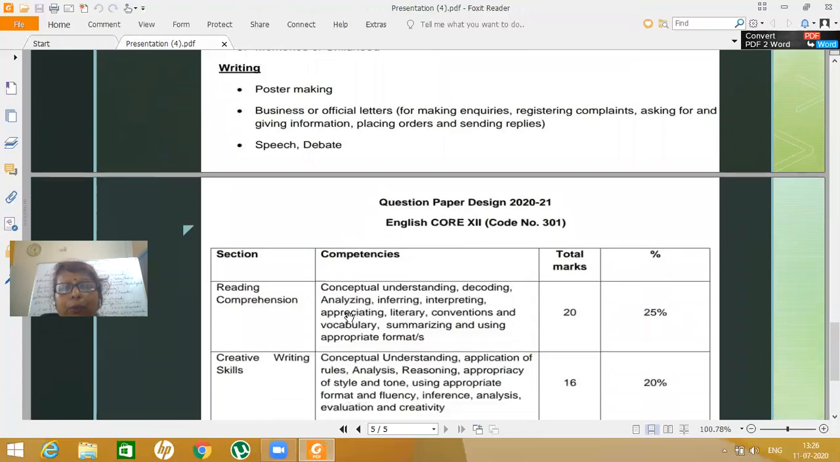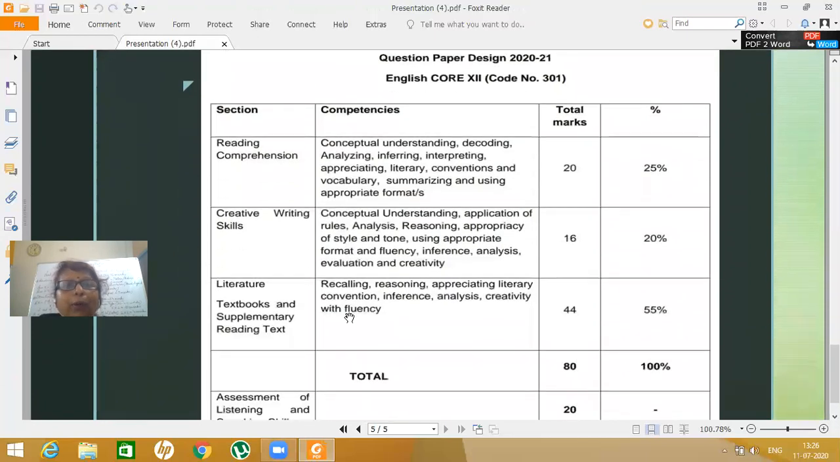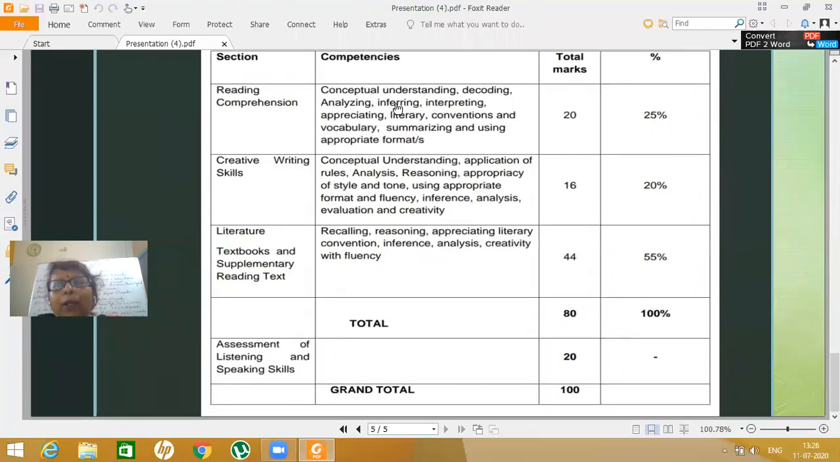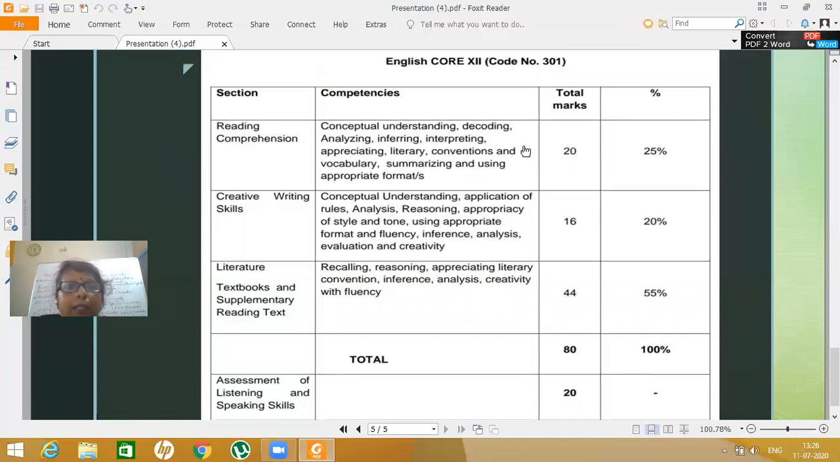Now let us come to the question paper design, which is very important for you. I have already told you, but once again it will be a revision. Reading comprehension will be of 20 marks, that covers 25% of the whole syllabus. Creative writing skills, that is the writing section, carries 16 marks. That again covers 20% of your syllabus. Then you have the literature section, in which you have recalling, reasoning, appreciating literary convention, inference, analysis, creativity with fluency, and in total literature you will be getting 44 marks.